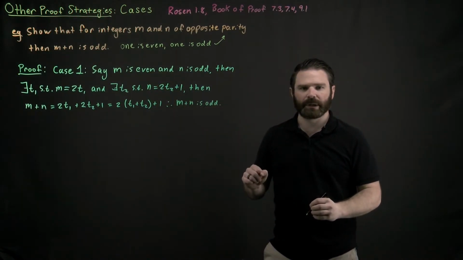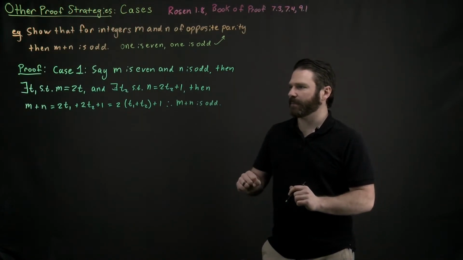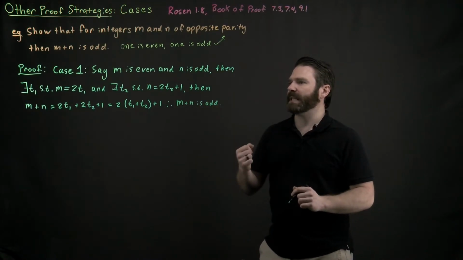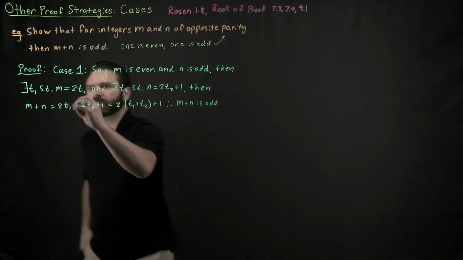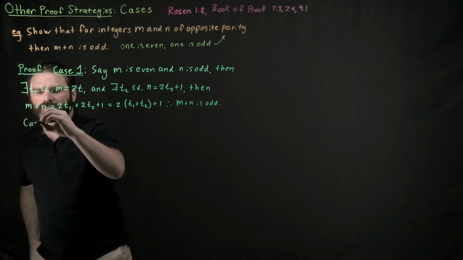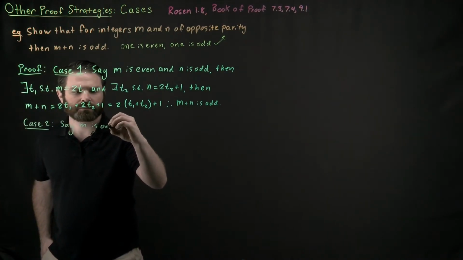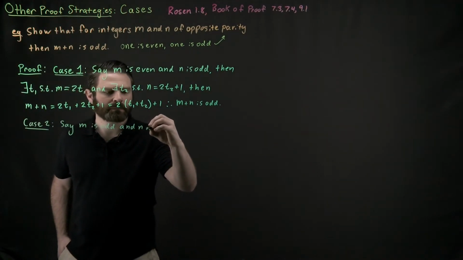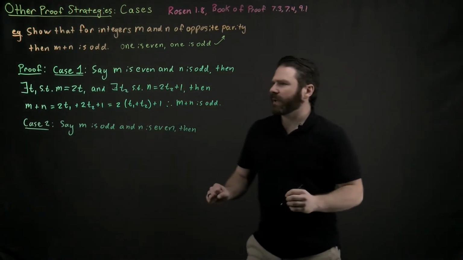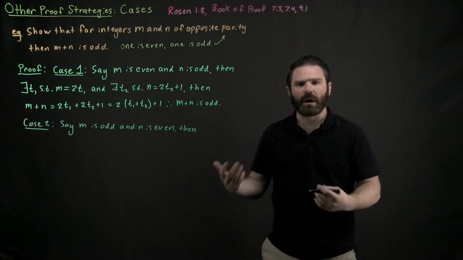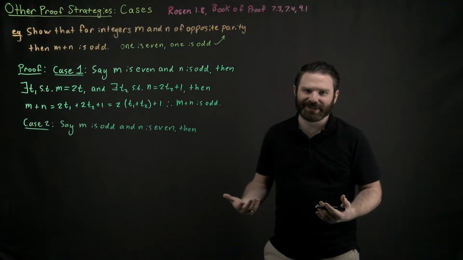I'm skipping over a little bit of details here just because we've seen proofs like this quite a few times in the past. But that was just case 1, where m is even and n is odd. Let's consider the other case. Here, I flipped it. m is now odd and n is even. Then we're just basically going to do the same thing.